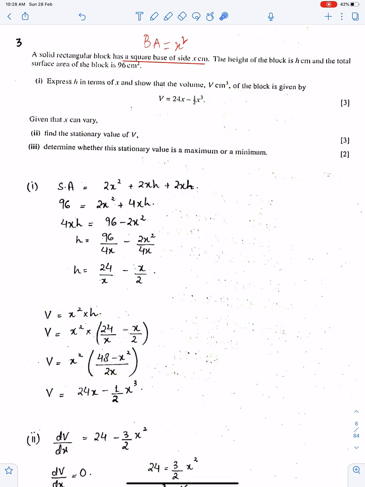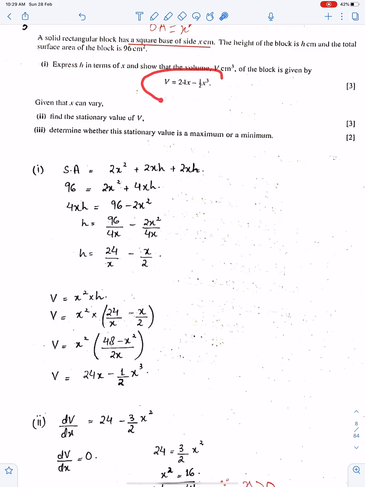Now part 2, find the stationary value of V. To get the stationary value of V, first understand what is meant by stationary value. Stationary value means the value of the subject of the equation, meaning the vertical coordinate of the stationary point. Whenever it says find the stationary value, understand this thing. This means the vertical coordinate of the turning point, or you can say the value of the subject of the equation.